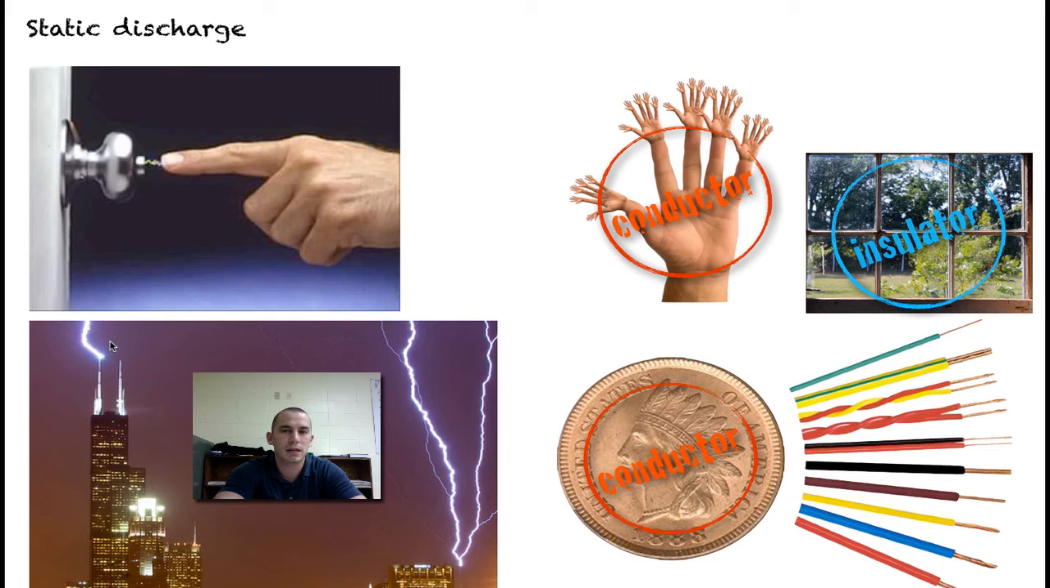What about plastics? Plastics are going to be an insulator, and so we put those around wires to keep that electrical charge from being transferred to your hand or any other material that it might not be good to have that electrical charge on.